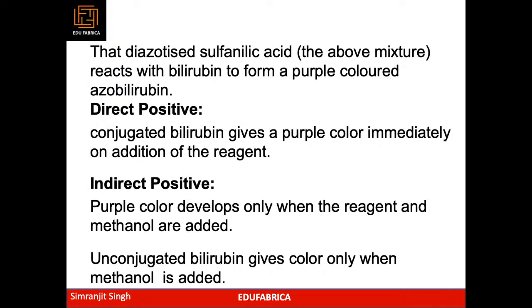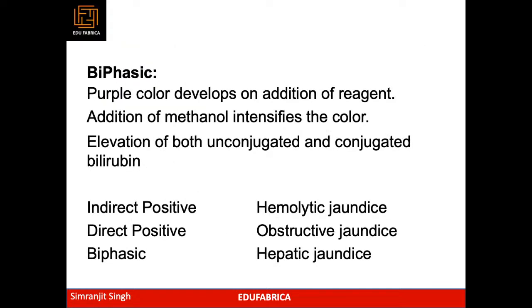Then the sulfanilic acid reacts with the bilirubin to form a purple colored compound, azobilirubin. Conjugated bilirubin gives purple color immediately on addition of the reagent. Indirect positive means purple color develops only when reagent and methanol are added. In biphasic, purple color develops on addition of reagents and is intensified by addition of methanol, with elevation of both unconjugated and conjugated bilirubin. So indirect positive is hemolytic jaundice, direct positive is obstructive jaundice, and biphasic is hepatic jaundice. So three different things could come out from it.